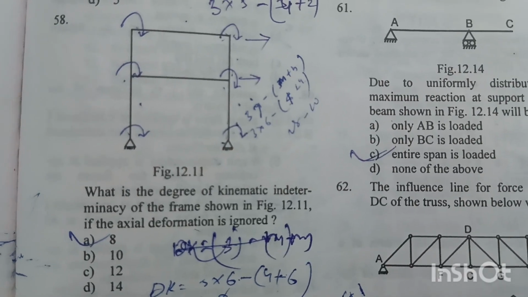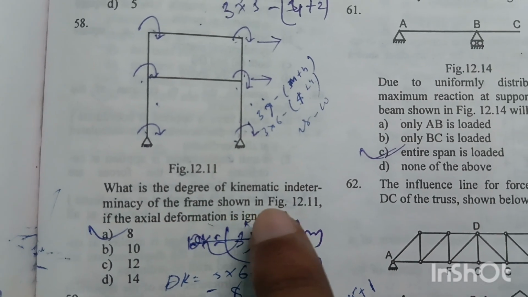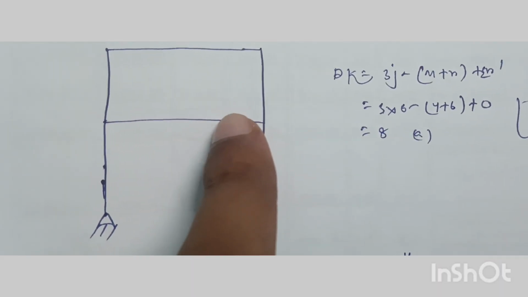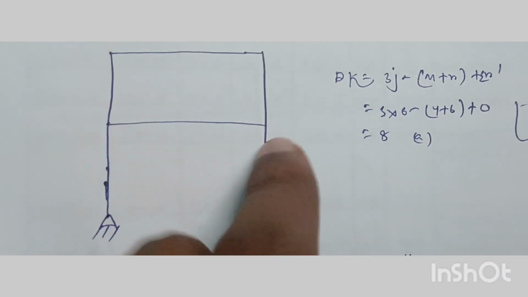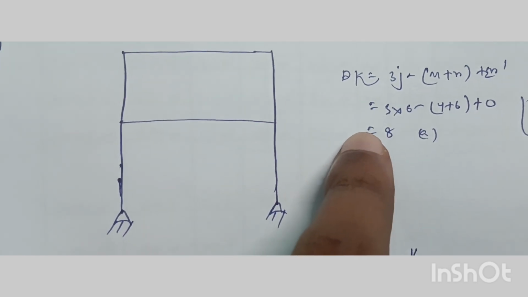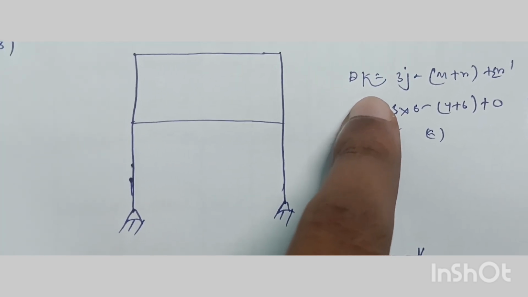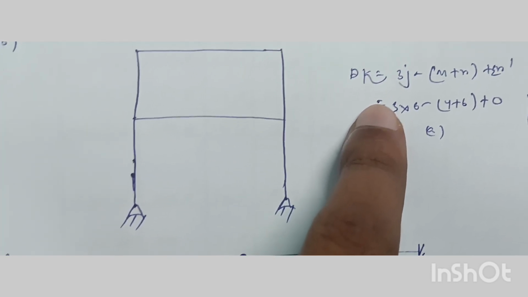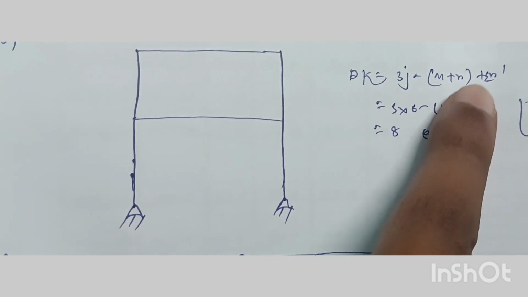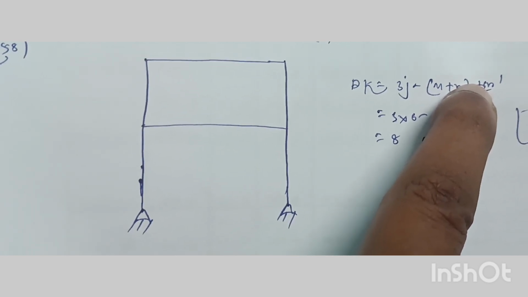Question number 58. What is the degree of kinematic indeterminacy of the frame shown in figure 12.11 if the axial deformation is ignored? So for this figure, that is a rigid jointed frame, the degree of kinematic indeterminacy when axial deformation is ignored or neglected, the formula for dk will be equal to 3j minus m plus r plus summation of r dash. This one is out because this term comes into play when the beam or frame involves internal hinges.